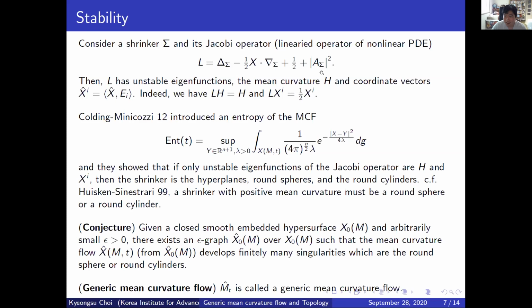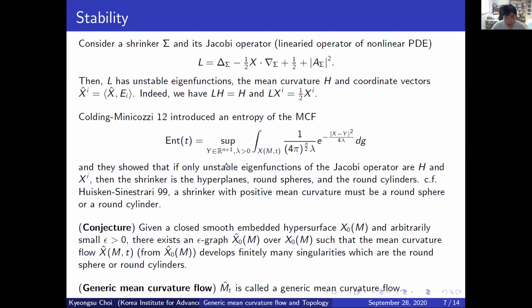And then unfortunately, this operator always has unstable eigenfunctions. First of all, the mean curvature H is unstable in this way, and all the coordinate functions of the position are also unstable. But Colding and Minicozzi introduced the entropy of the mean curvature flow in this way. So it looks like a heat kernel again, and they use the monotonicity formula of Huisken strongly.